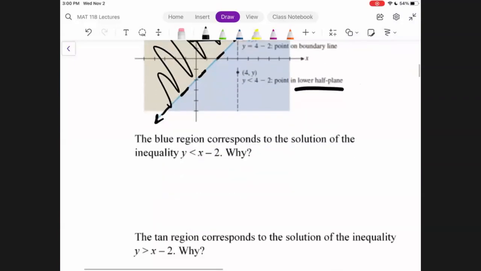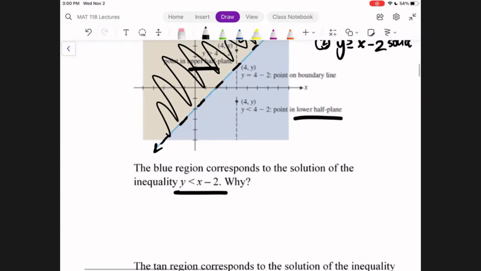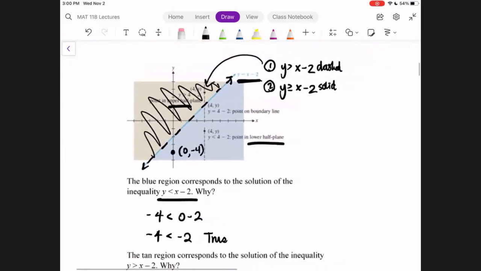Okay. So the blue region corresponds to this, and that's because if you test any point that you could pick at the bottom here, it would be true. Okay, so for instance, if I pick this point here, which is 0, -4, and I plug that in here, I get -4 is less than 0 minus 2. This would be -4 is less than -2. This is true. But then other points would work as well, and you can try as many as you want. Okay, so I'm going to zoom out a bit.